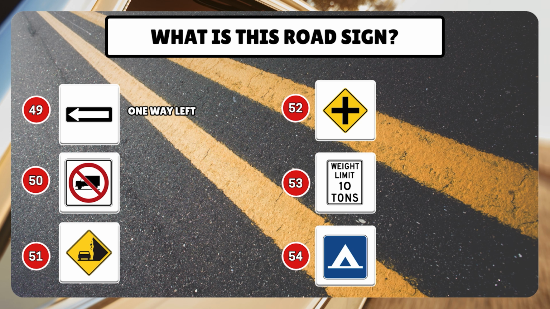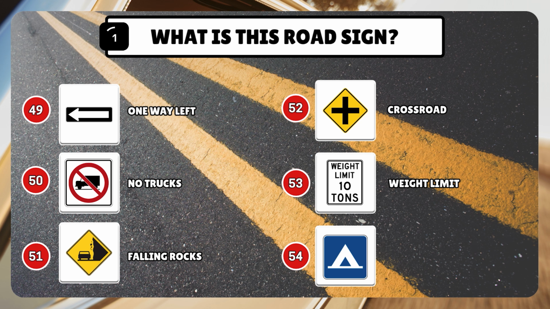That is a one-way left sign. Exactly right. That is a no trucks sign. That is a falling rocks sign. That is a crossroad sign. Nicely done. That is a weight limit sign. That is a camping sign.